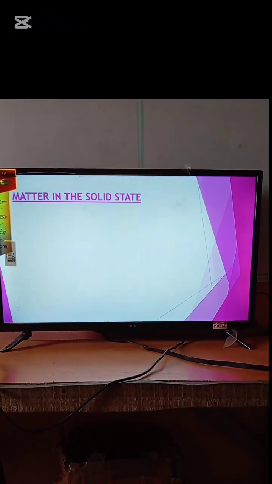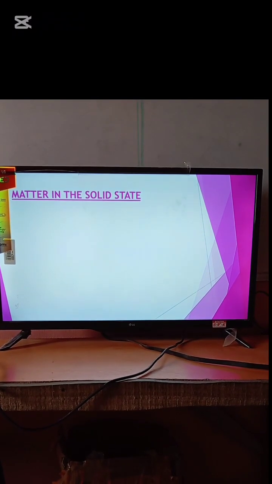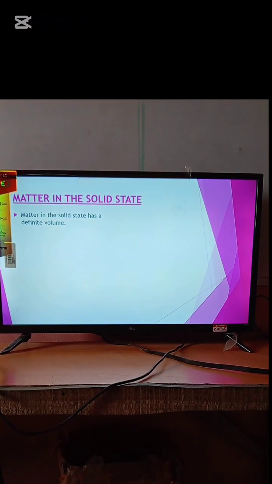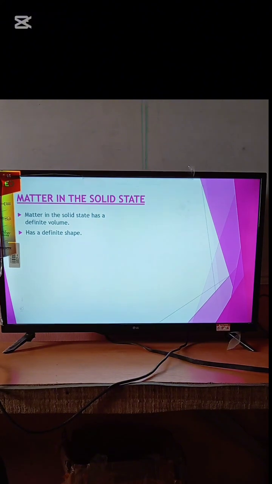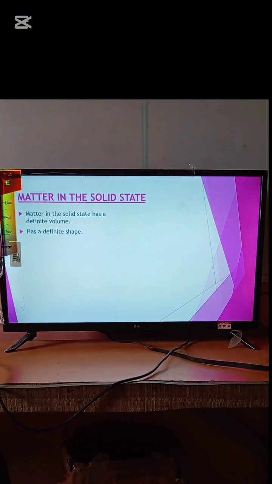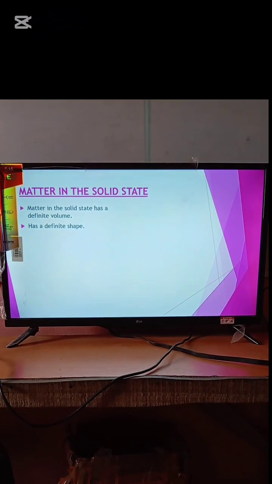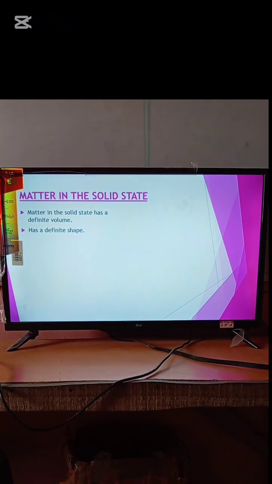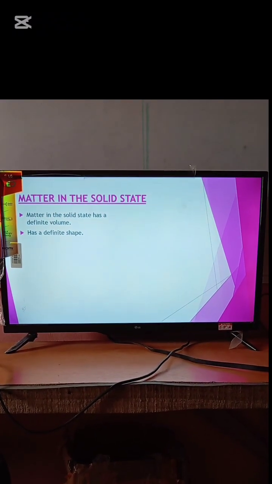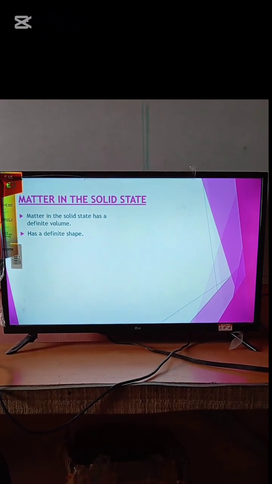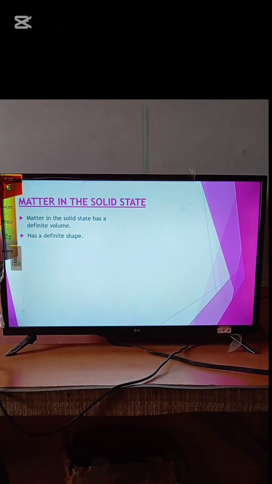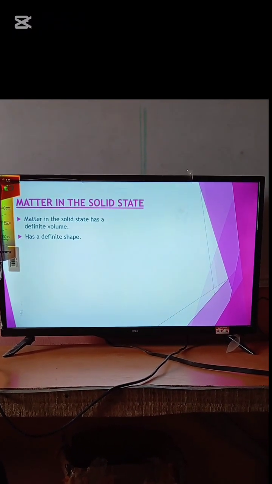Matter in the solid state has a definite volume and a definite shape. Matter in the solid state, like our tables, our chalk and the board, and such things that are compact together, are called matter in the solid state. They have a definite shape. For instance, our board has a definite shape, rectangular in shape.